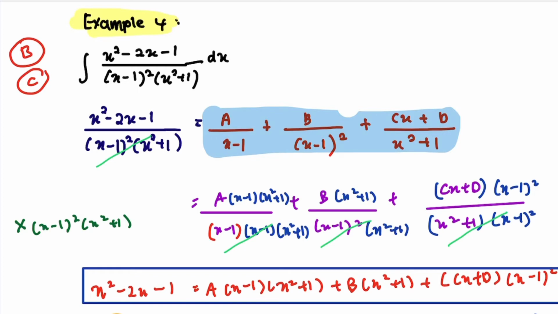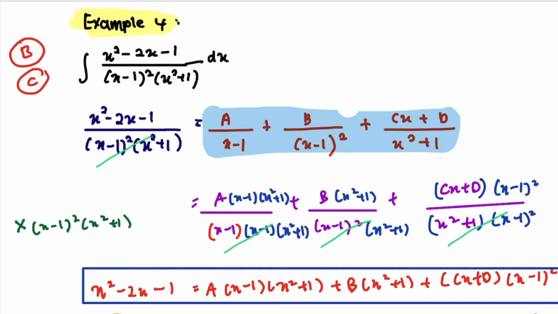So let's open up everything. For the first one, you need another x minus 1 and x squared plus 1. So let's multiply them. For the second one, you already have x minus 1 squared, so you need another x squared plus 1. So multiply that in both numerator and denominator. And finally, for this one, you already have x squared plus 1. You need another x minus 1 squared. So multiply both of them. Don't forget to write the bracket.